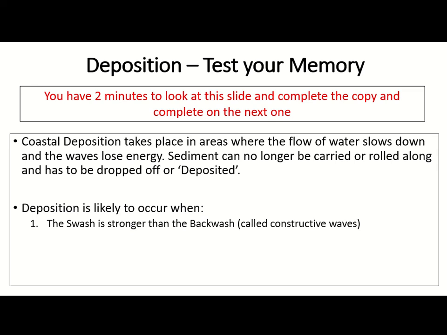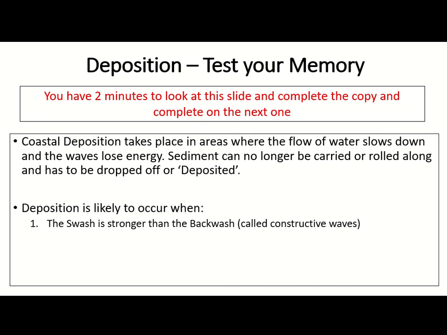Firstly, one, if the swash is stronger than the backwash. So what that means is, we know the swash, okay, because we've seen longshore drift. The waves that carry sediment onto the beach, if they're quite strong, they can take with them lots of sediment. But because the backwash might be a bit weak and feeble, that sediment can't then be carried off again.